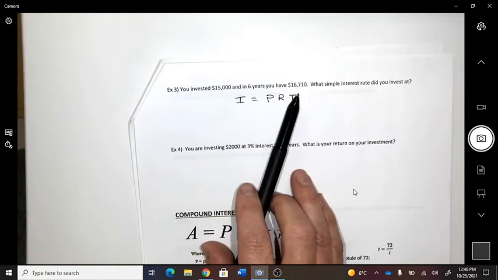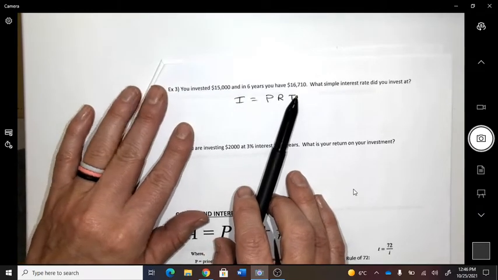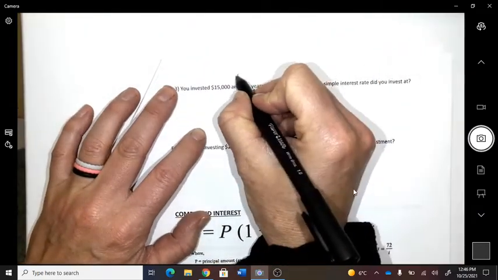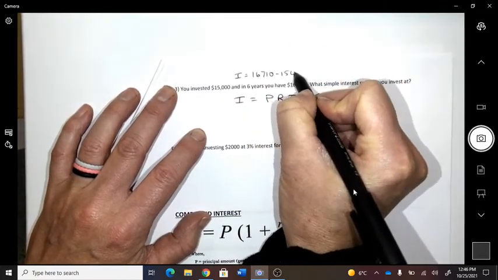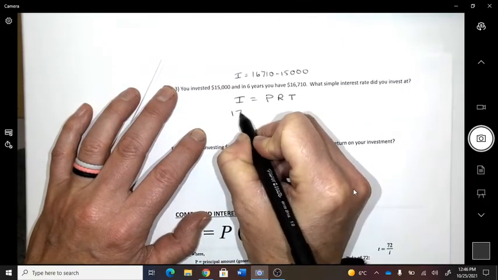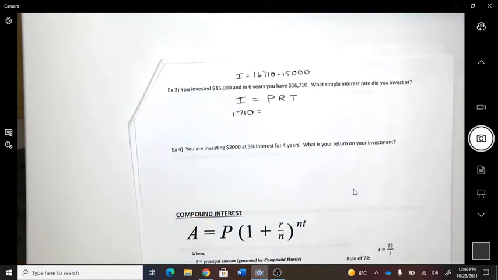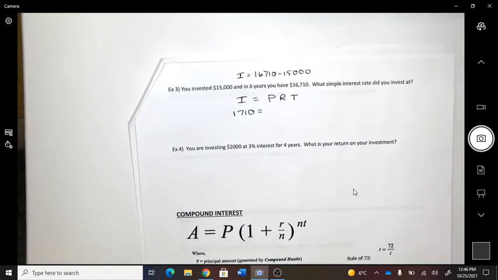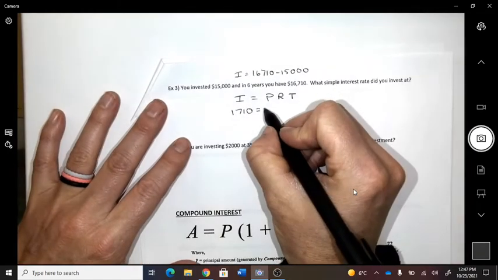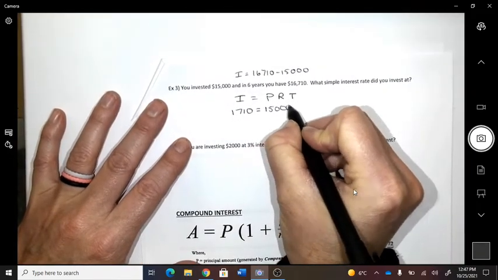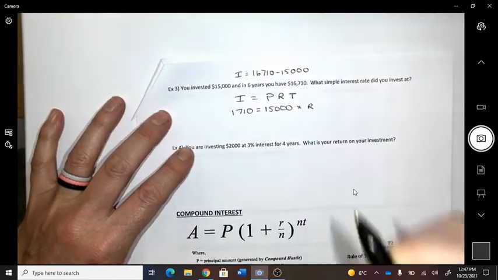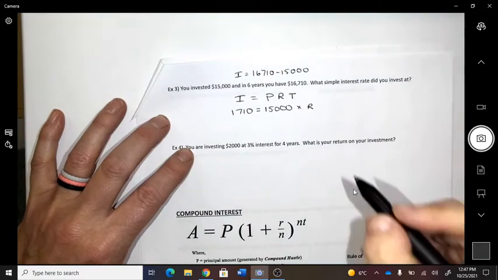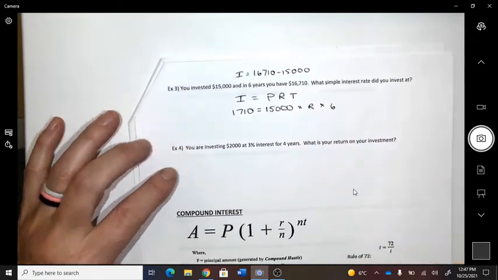I've got to take those two values, and the interest is, are you going to subtract them? Does that make sense to you? Does it make sense that we made $1,710 of interest? Principal, so I'm going to put 15,000 there because I started with 15,000. The rate is the thing I don't know, and the time I can put 6.